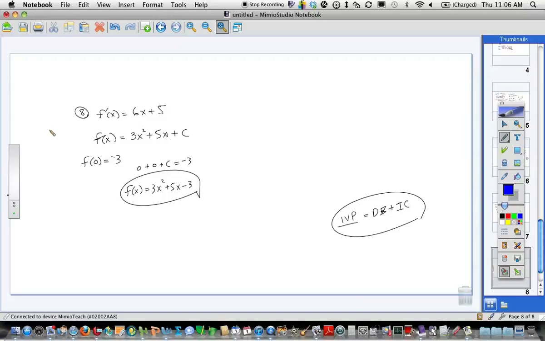So an initial value problem just means do your normal thing with your differential equation. If you do the antiderivative, there will always be that plus c, but then you take your initial condition, plug it in, and figure out what c is. Okay, so that's a big part of that homework.